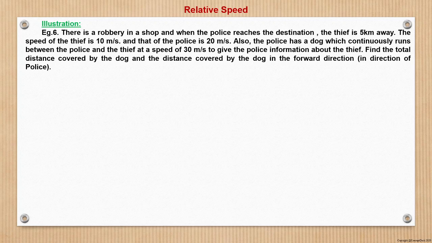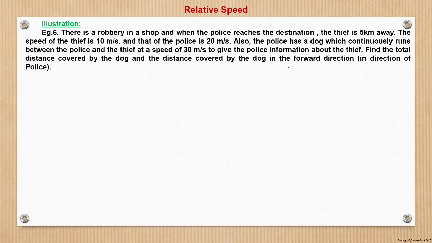So let us see. There's a robbery in a shop, and when the police reach the destination, the thief is 5 kilometers away. The speed of the thief is 10 meters per second, and the police is 20 meters per second. The police also has a dog which continuously runs between the police and the thief at a speed of 30 meters per second to give the police information about the thief. Find the total distance covered by the dog and the distance covered by the dog in the forward direction, that is, in the direction of the police.